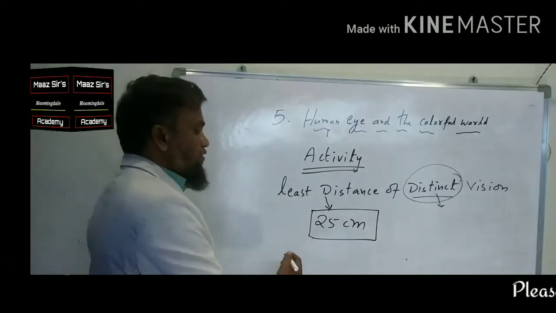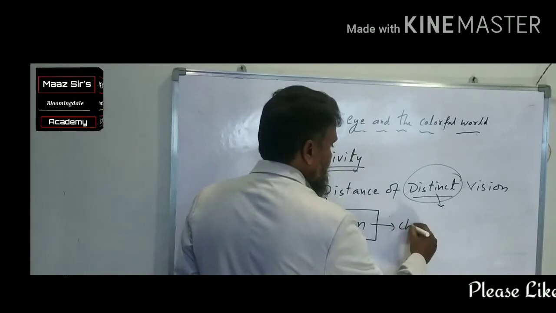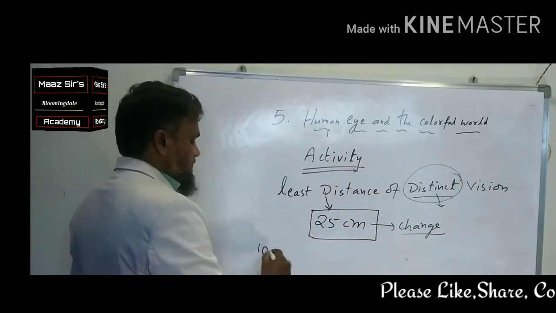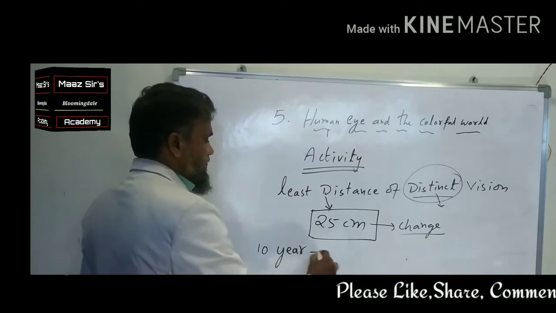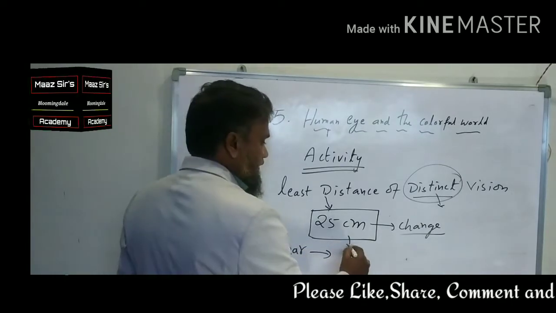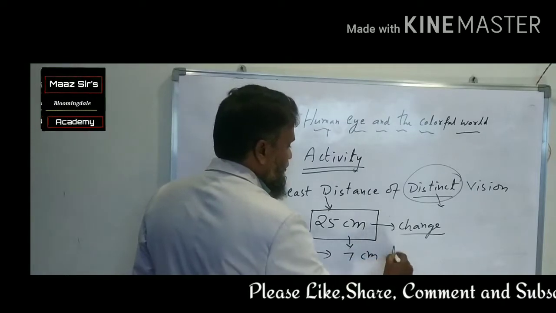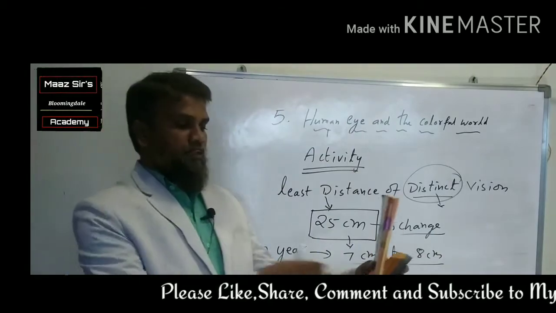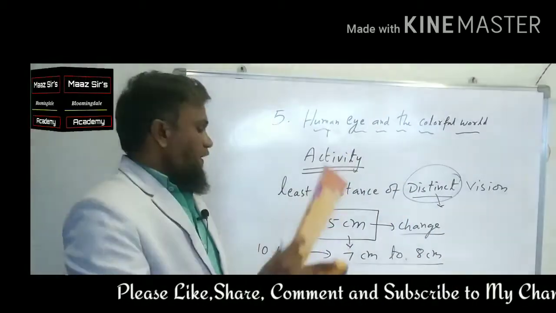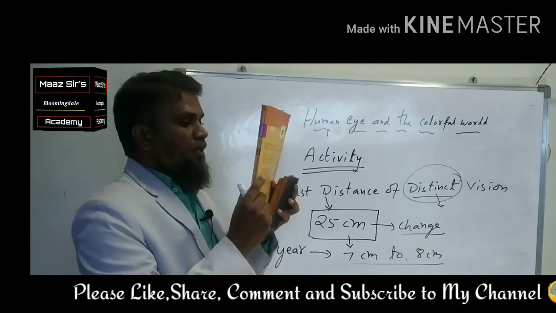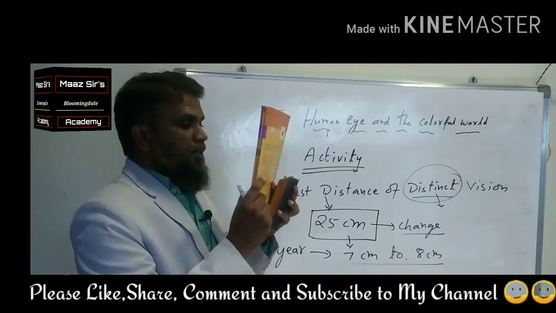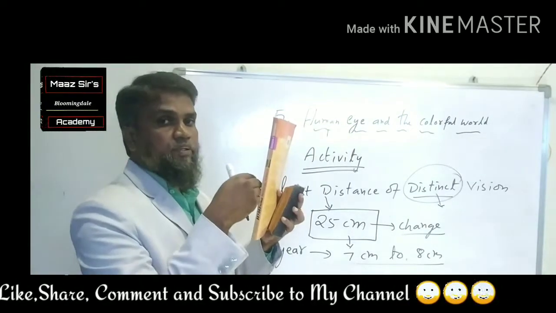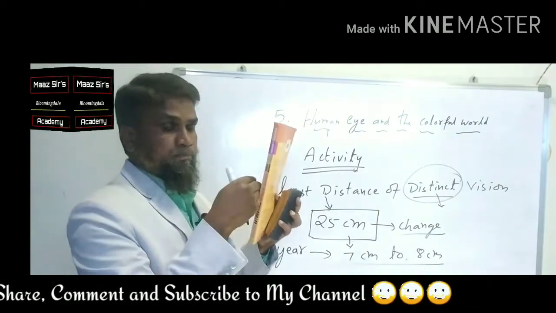These values will change according to age. For example, for a 10-year-old child, this distance can be 7 centimeter to 8 centimeter. That means this distance is 25 centimeter normally, but a 10-year-old boy can see the words and letters clearly when the distance is 7 or 8 centimeter. It does not cause any strain.